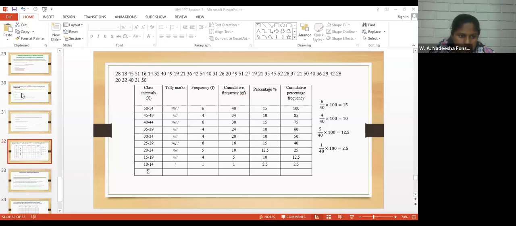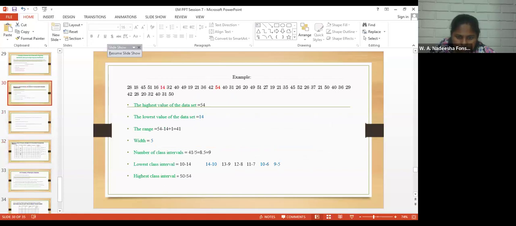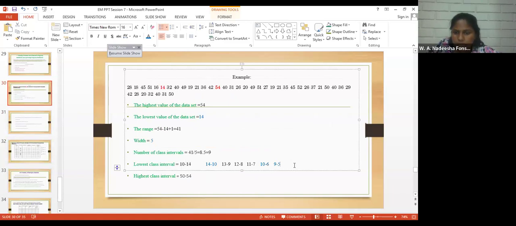I guess Shara asked about the frequencies. Yes, we can take 14 to 18. Upper values also we can take. Here we consider 14 minus 4, that is 10. Like that, we define the class here, no? So Shara asked, can't we define the class intervals like that, 14 to 18? That is also okay.